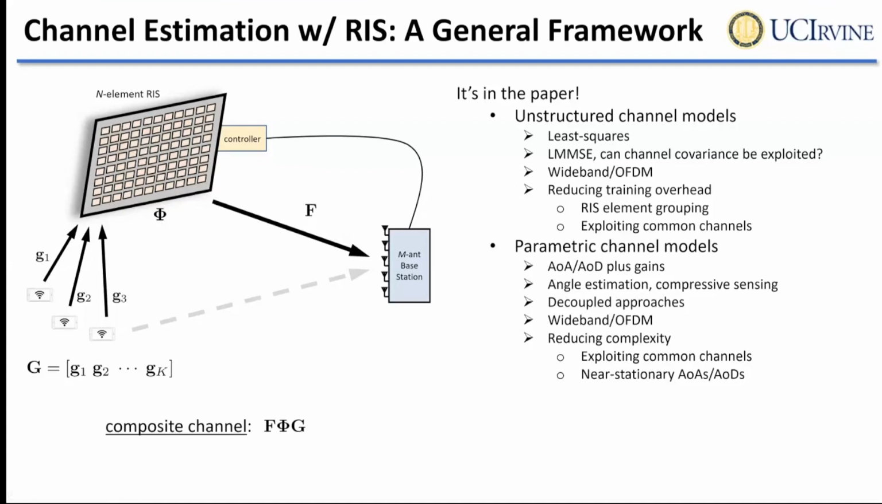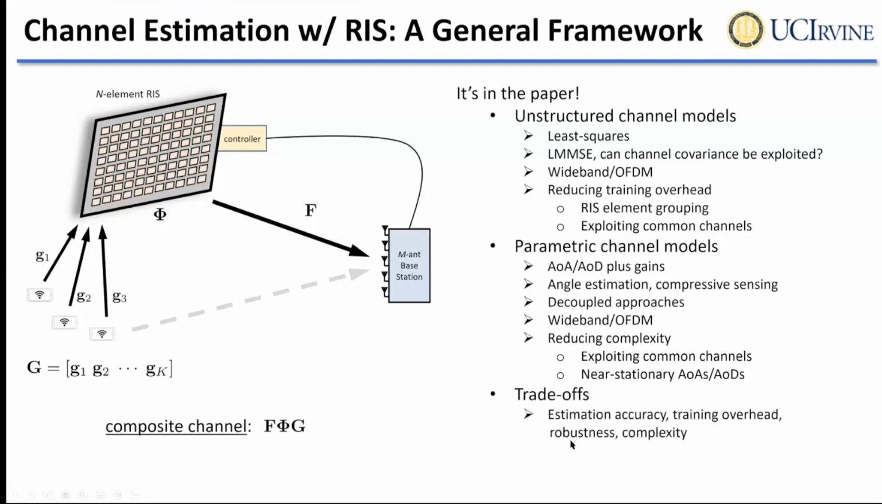But it does require that you have a model for how the antennas and the surface behave as a function of these angles, which is not necessarily easy. We talk about some decoupled approaches that save complexity. We also address the wideband and OFDM case, and we talk about reducing complexity again by exploiting this idea of having common channels, and the fact that in many cases, for example, in the propagation from the surface to the base station, the angles could be nearly stationary, and you can exploit that fact to also reduce the amount of training that's necessary to estimate the channel.